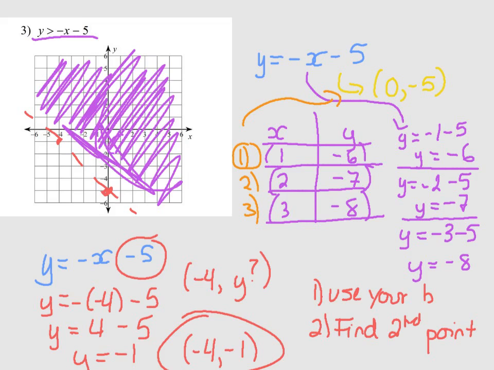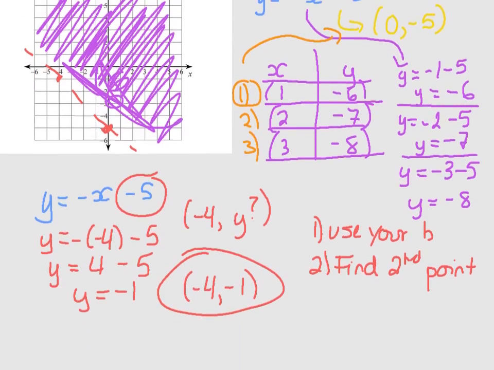And like I said in class, if you are unsure of where you are shading, just pick any point on either side of the line. You could pick point 0, 0 here, or a point here. And if your point, say 0, 0, makes the inequality true, then you shade on top. But if you picked point 0, 0 and it makes your inequality false, then you know to shade on the other side of the line.